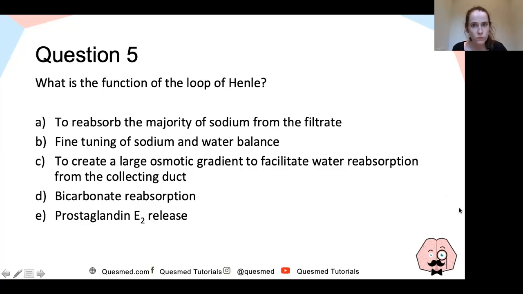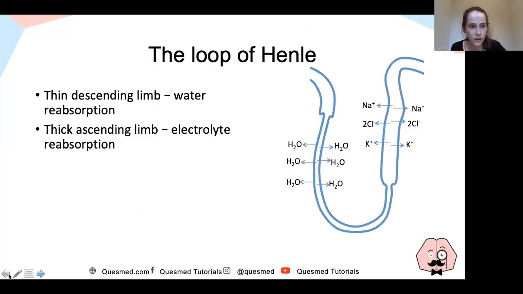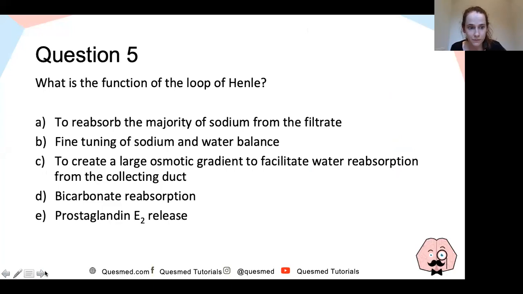Okay, so the majority, 58%, are saying C. We've got some saying fine-tuning sodium and water balance. Okay, so the correct answer is C.